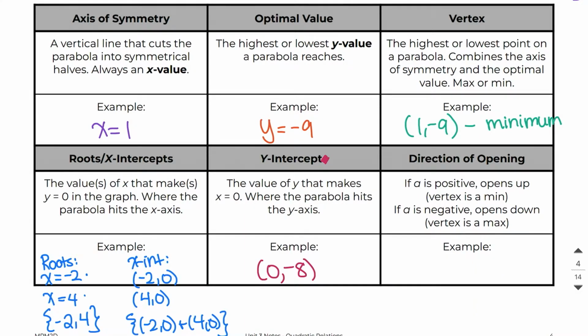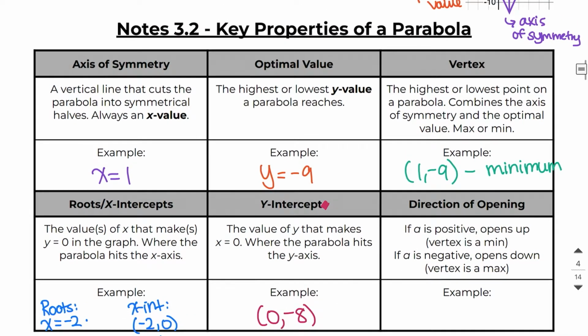Okay, and then the last key feature is whether the parabola opens up or down. And that comes from the a value, the exact same a value that we talked about when we factored by decomposition. So if it opens up, the a value is positive. If it opens down, then the a value is negative.